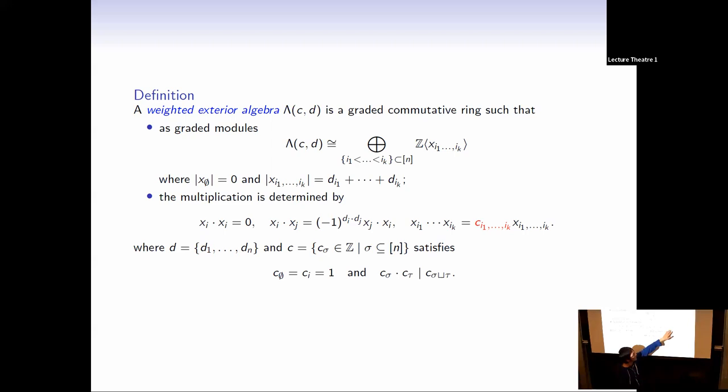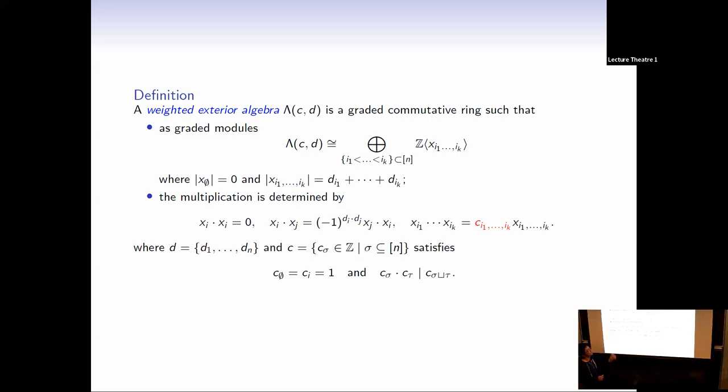And of course, to make sure this algebra is well-defined, we require all the coefficients to satisfy these conditions, that is, C sub empty set and all the C sub i equal one. And whenever you have two disjoint subsets sigma and tau, C sigma times C tau has to divide C sub sigma union tau. Then you can check that this condition will make sure this algebra is well-defined.